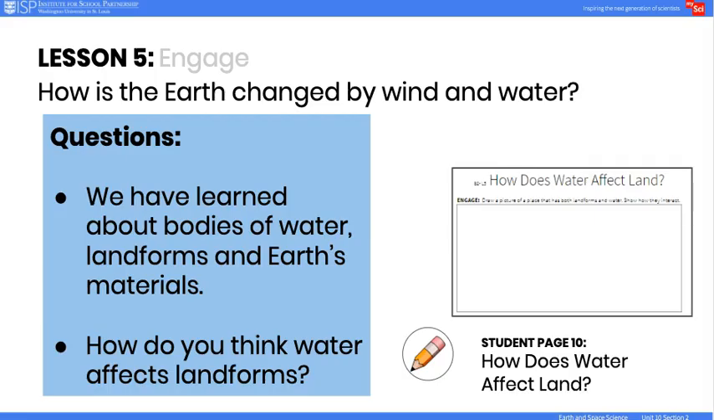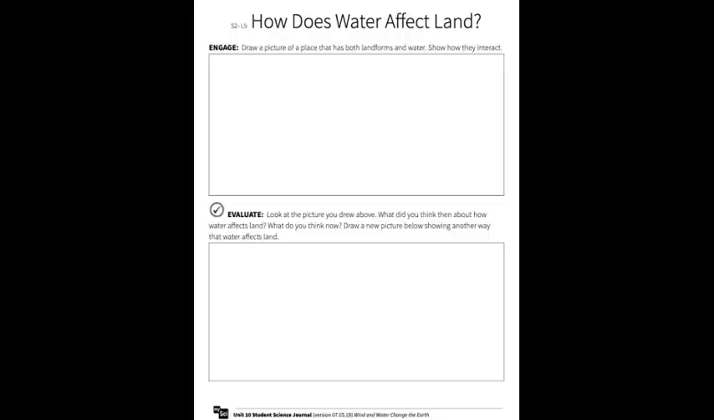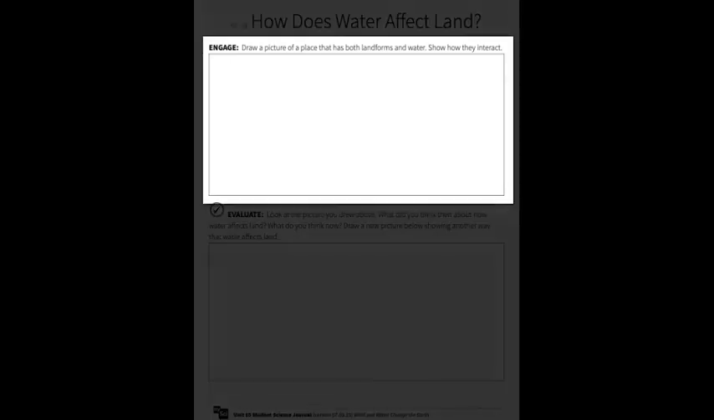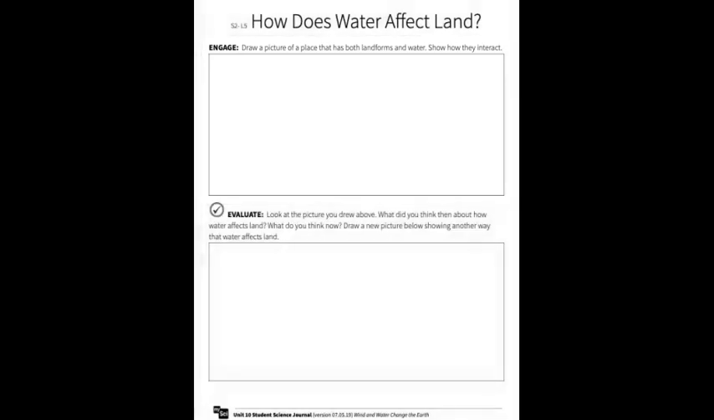In the Engage, use the question prompts shown here on the slide to remind students of what they learned in previous lessons about Earth materials, bodies of water, and landforms. Then direct students to Student Journal page 10, How does water affect land? And ask them to draw a picture of one way water affects land. After all students have drawn their picture, conduct a gallery walk with the class and engage in discussion about the land-water interactions examples students drew.